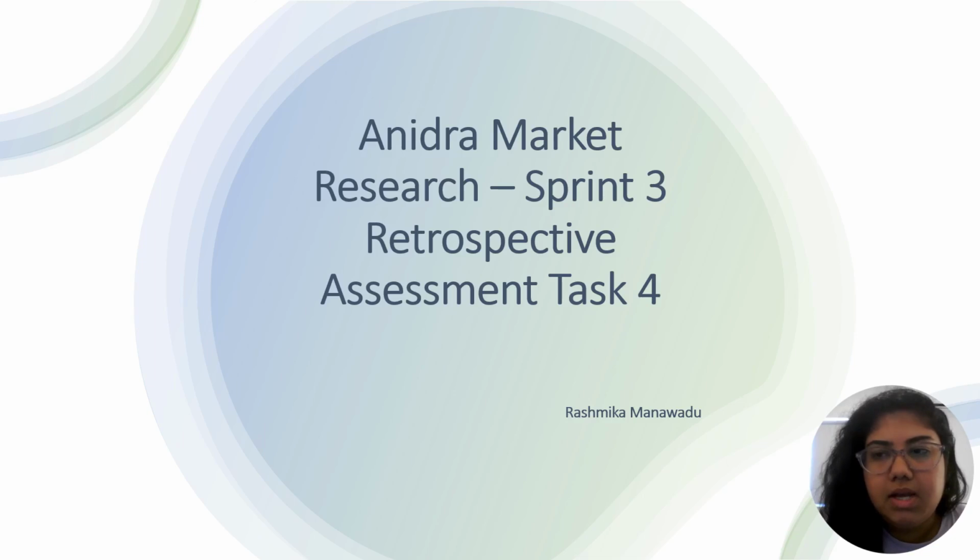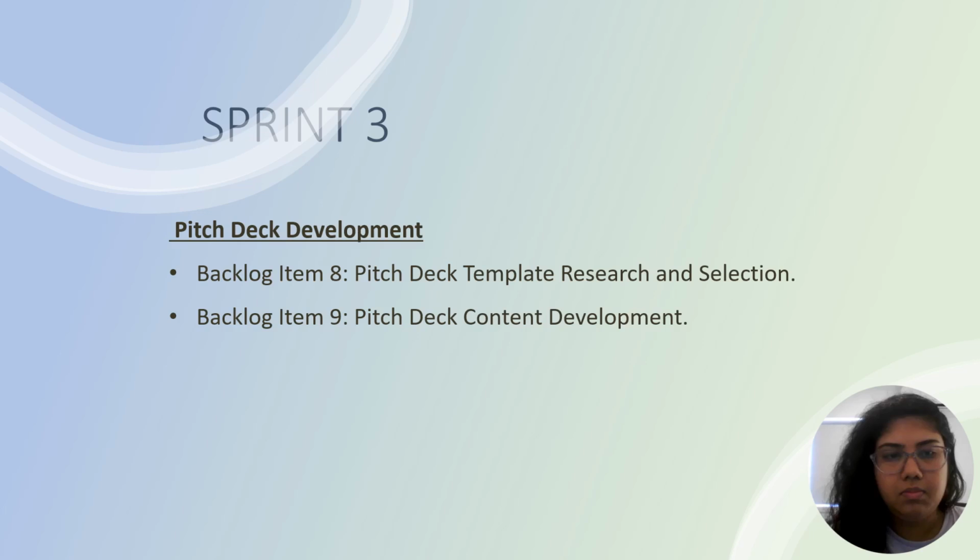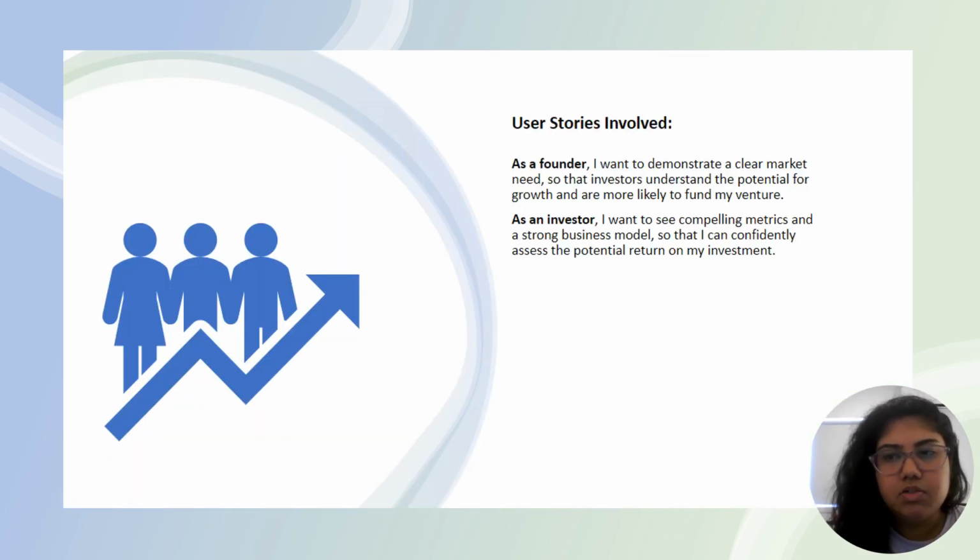I wanted to provide an update on our final sprint of the project, which focuses entirely on our pitch deck development. Here are the backlog items involved in our sprint 3. It is mainly about the pitch deck development, which included our backlog item 2, which is the pitch deck template research and the selection, and the pitch content development is the backlog item 9. This sprint is based on the user stories from the founder and investor, which you can see they specifically target the market and business model.